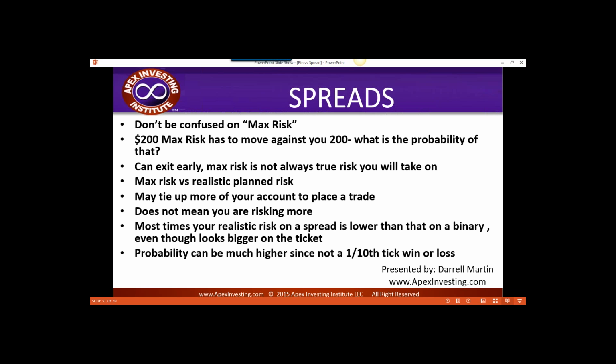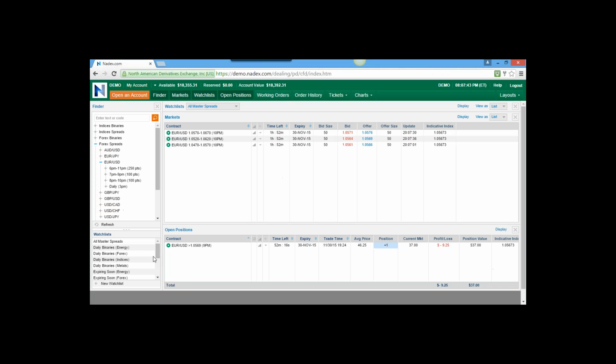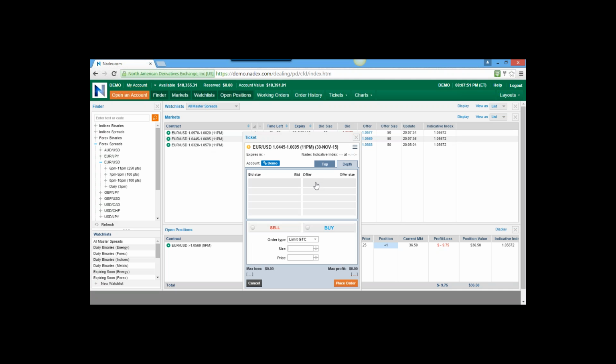And don't be confused with max risk. Remember, like I said, you might get in a spread. For example, let me show you here. Let's say that I want to get in one of these big spreads right here, one of these longer term spreads, and I want to buy it, and it says, ooh, max loss 124, max profit 126. Oh, I don't want to do that.